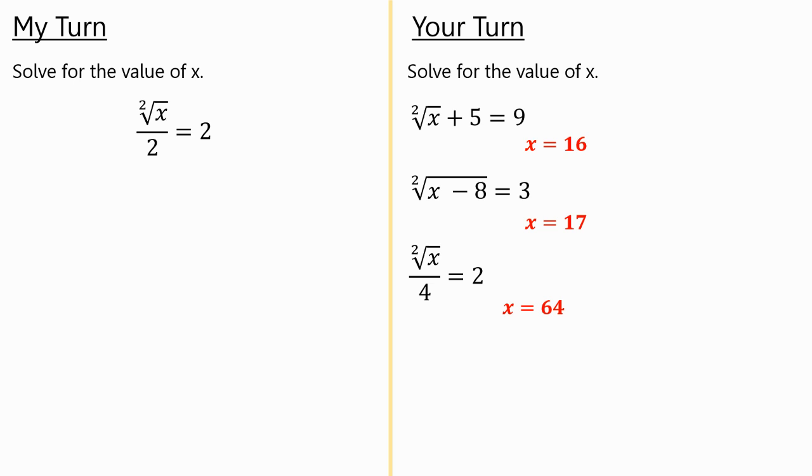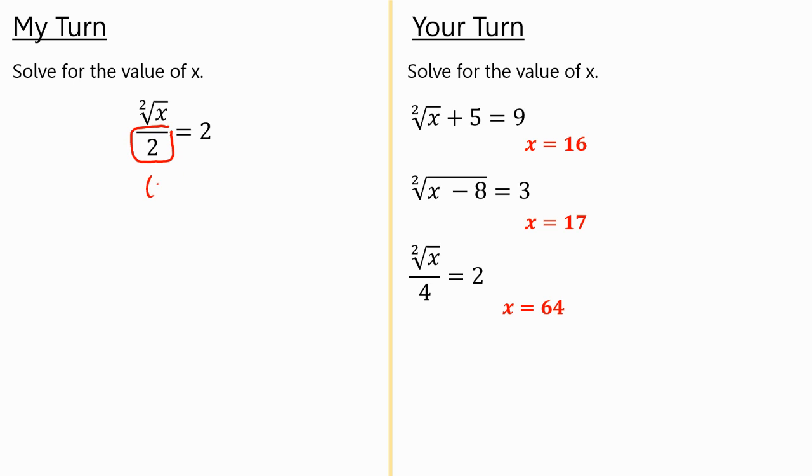Okay, and last example for me to show you before you see if you can match your answers with the ones on the right. The square root of x divided by 2 equals 2. What do you think we start off with this time? What do you think we need to get rid of first? We need to get rid of that divide by 2.